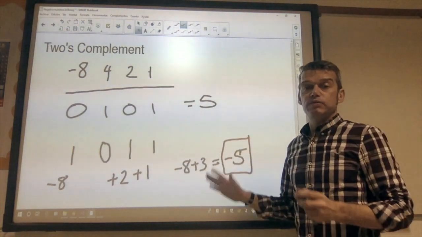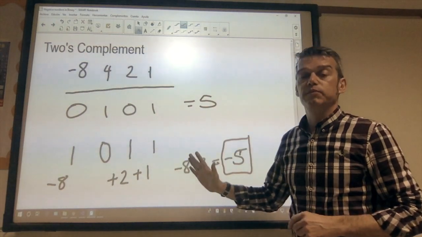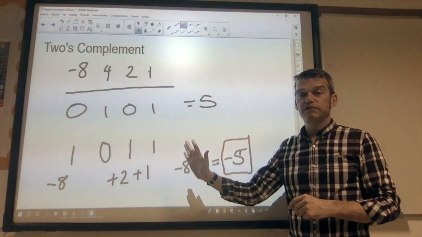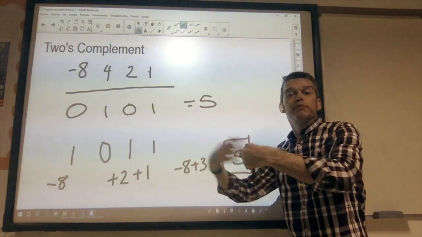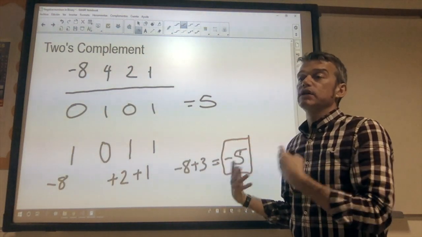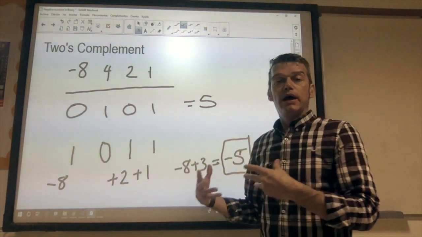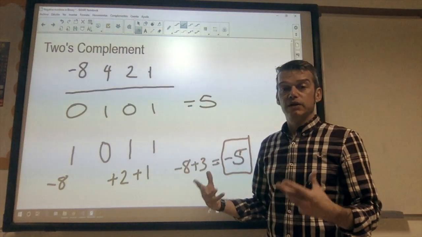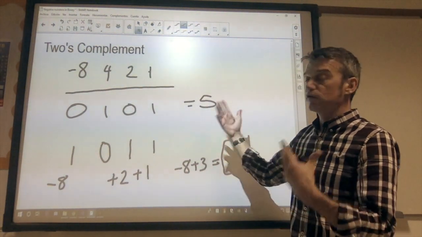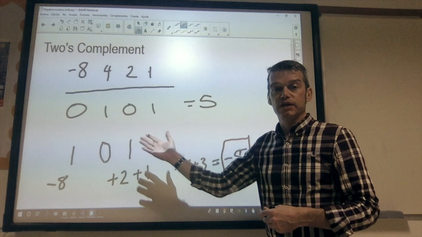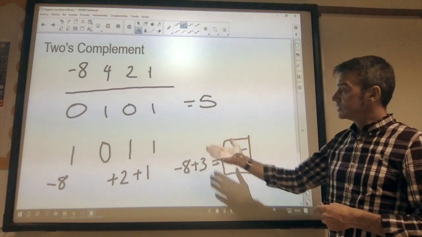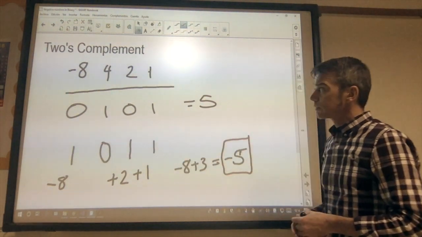So remember those steps. We start with the least significant bit, get to the first positive bit, leave that unchanged, and then flip the rest of the bits. And that will give us our 2's complement representation of the complement of our positive number that we started with. So we've got from 5 to -5 using that method.